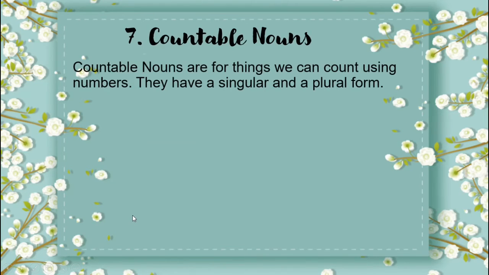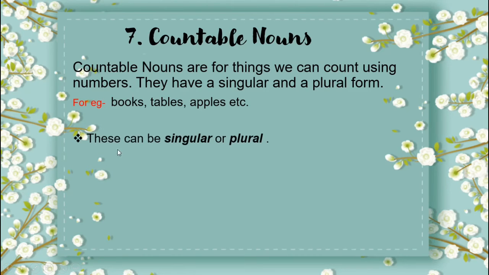Let's now read about the countable nouns. As the name itself suggests, the countable nouns are for things we can count using numbers. They have a singular and a plural form. For example, books, tables, apples, etc. These can be counted, so that's why they're termed as countable nouns.